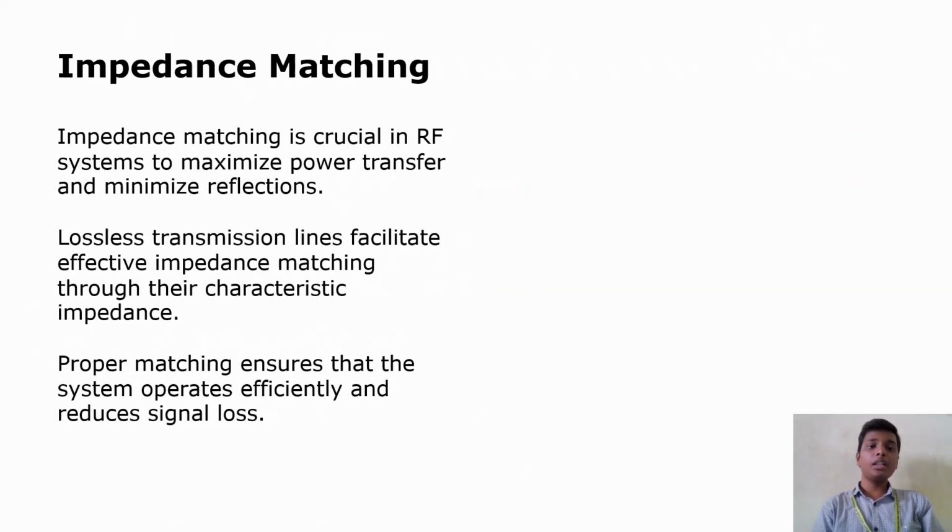Impedance matching. Impedance matching is crucial in RF systems to maximize power transfer and minimize reflections. Lossless transmission lines facilitate effective impedance matching through their characteristic impedance. Proper matching ensures that the system operates efficiently and reduces signal loss.